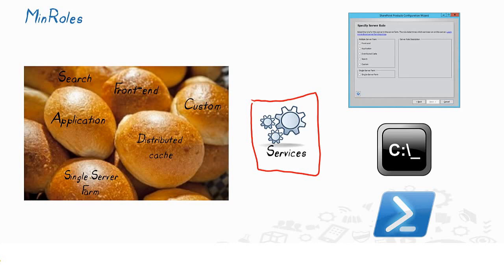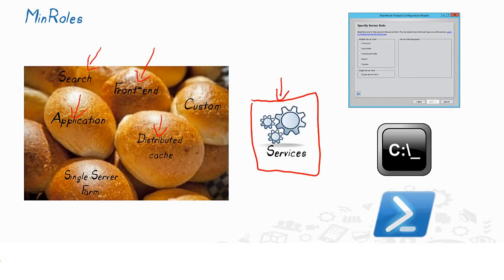So I could have a multi-server farm. I could have 3 web front-end servers. I could have 2 search servers, one running distributed cache, one running my other service applications, say managed metadata service, user profile service, secure store service. So as I'm installing SharePoint Server 2016, I identify the role I want it to play within my SharePoint farm. It goes out and it optimizes it by configuring the services that it needs for that specific role.